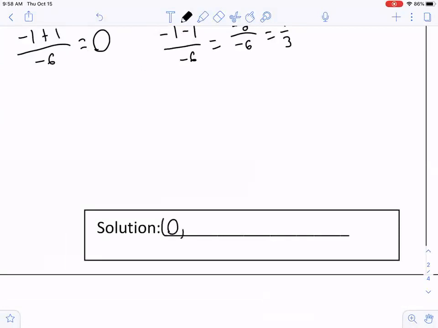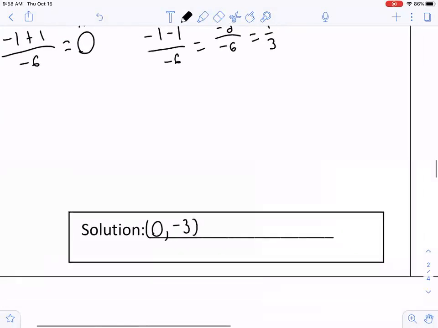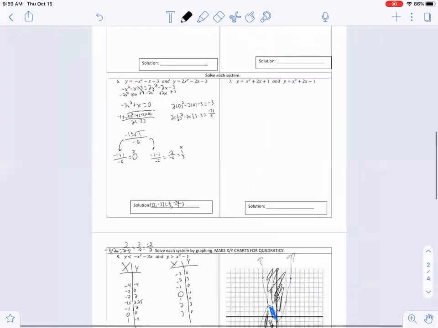Zero, comma. What'd you get when you plugged in zero? And what'd you get when you plugged in the other one? Yes. That was perfect. Do that 3 more times and you're done. Good job. Really good job. That's all you got to do. It was really good.